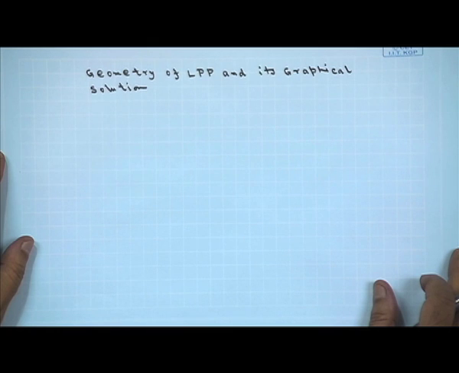Now, let us start the geometry of LPP and its graphical solution. Geometrically, how LPP looks like, what the objective function actually looks like geometrically, or the constraints, and what about the feasible solution. All these things let us discuss first, and then we will go to the graphical solution of LPP. We will only go for graphical solution of LPP for 2 variables only, because for 3 or more variables it becomes difficult to visualize.